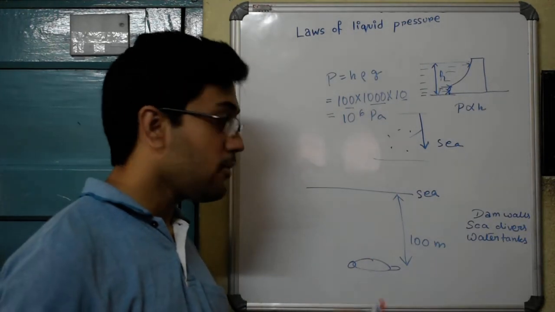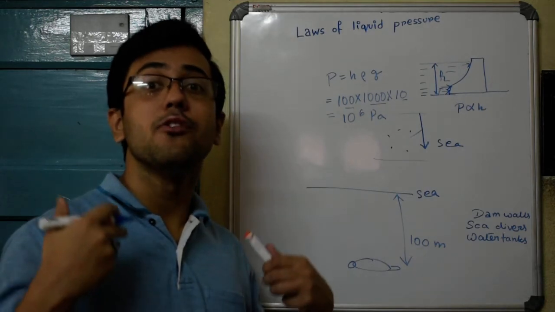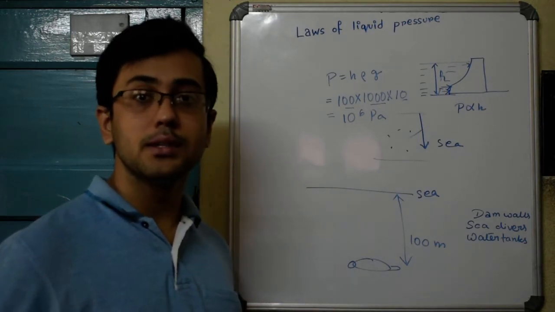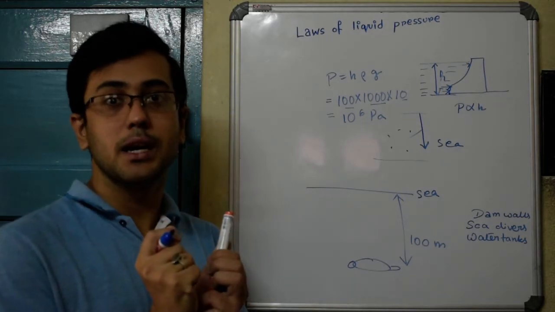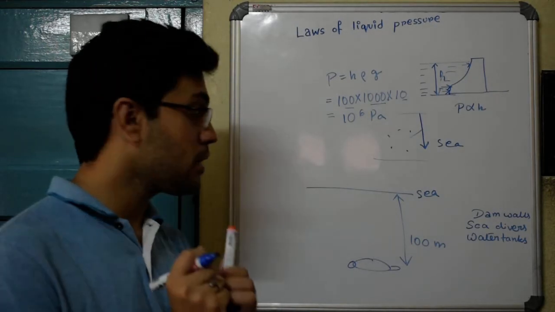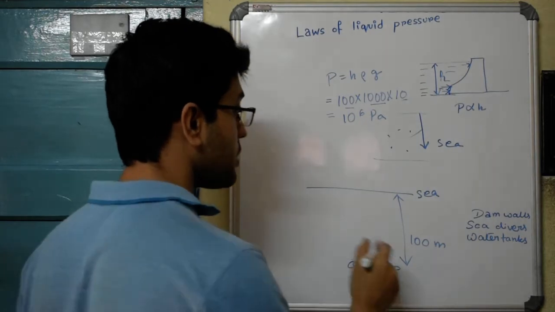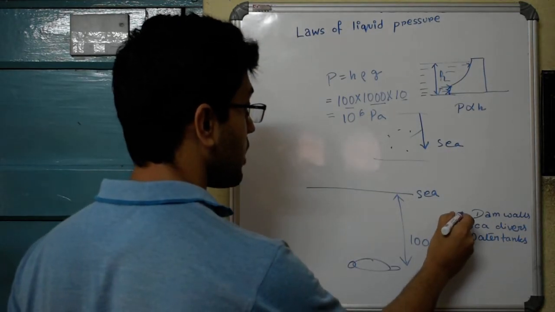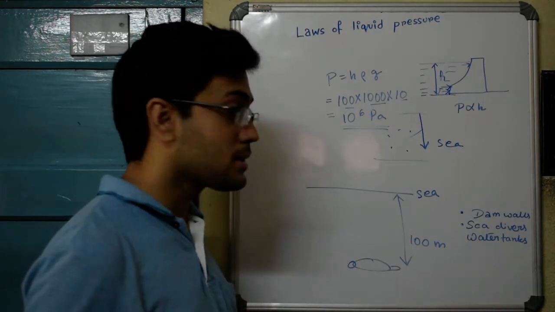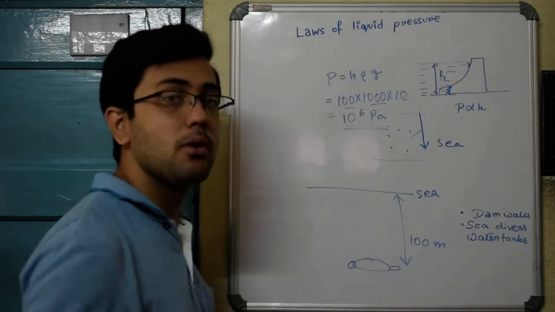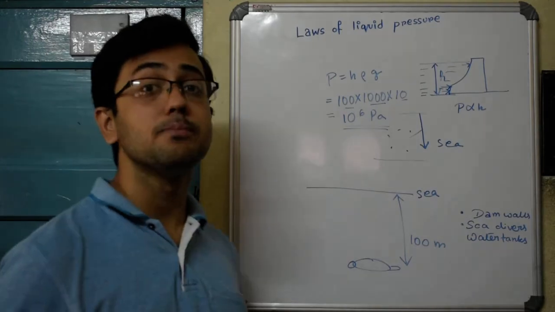If the diver does not wear a special kind of protective suit, the body of the diver will be crushed by the pressure. So if the sea divers do not wear a protective suit, this immense amount of pressure, 10 to the power 6 pascals, will lead to crushing the body of the divers. So they need to wear special suits.